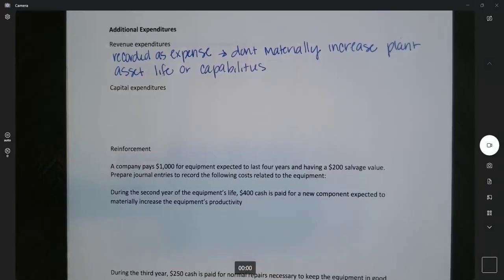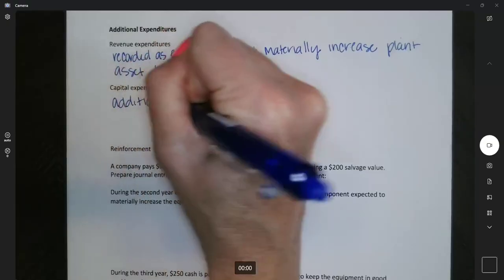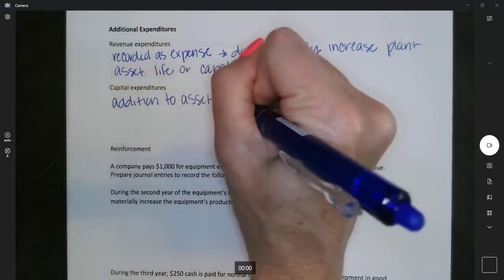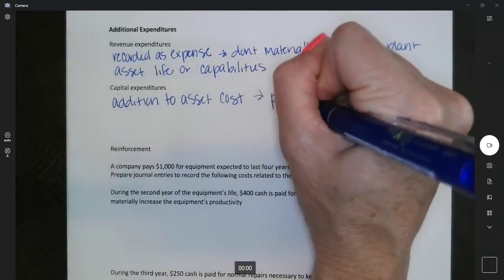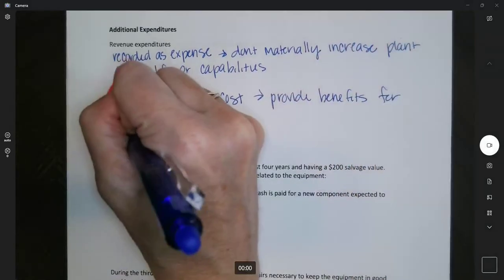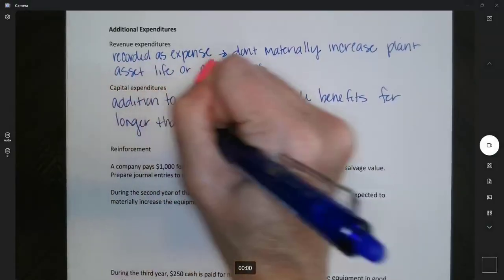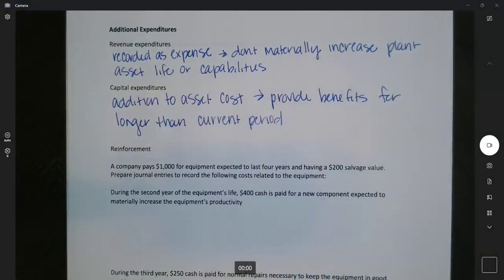Capital expenditures are going to be in addition to the asset cost. They're going to show up on the balance sheet. They provide benefits for longer than the current period. We're going to look at some examples in terms of the journal entries that we would do related to if it was an expenditure related to revenue or capital expenditure.